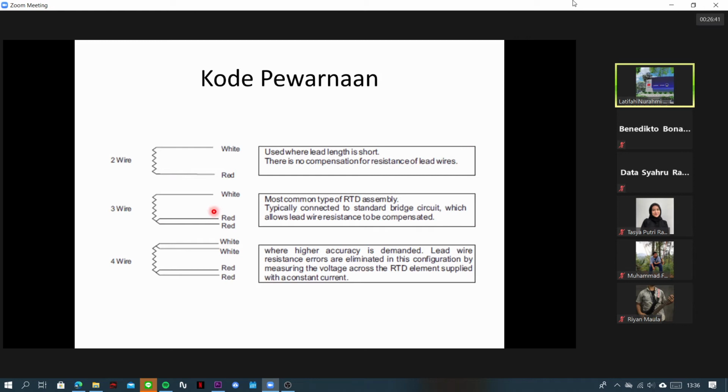And the four wires configuration is white, white, red, red. It has higher accuracy, and the resistance errors can be eliminated in this configuration by measuring the voltage across the RTD element.